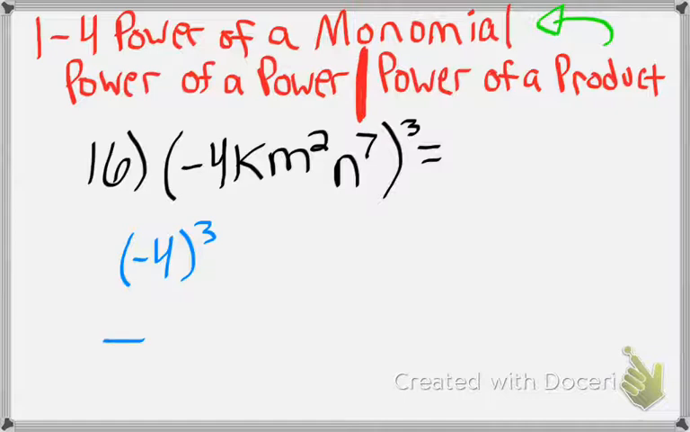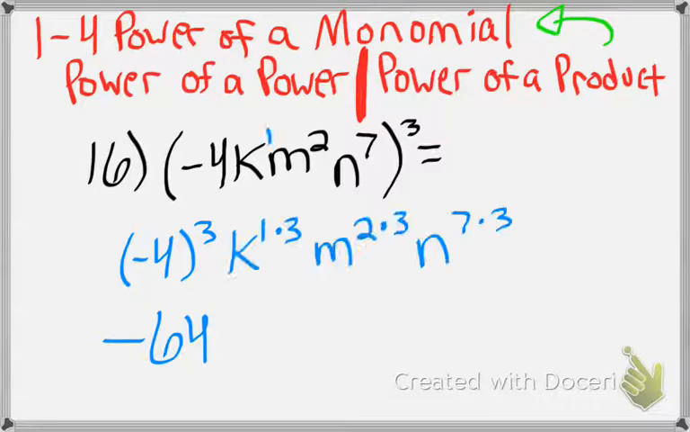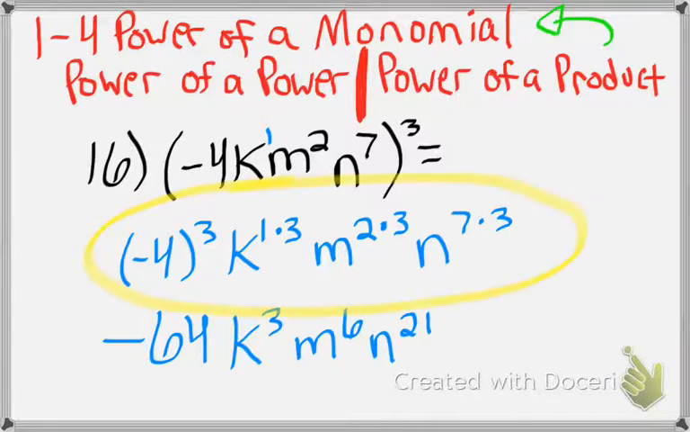Now, 4 to the 3rd power, 4 times 4 is 16. 16 times 4 is 64. That's where we get negative 64 from. And now do the same thing with the letters that we've been doing. And so we end up with k to the 3rd power, we end up with m to the 6th power, and n to the 21st power. And this is how we show our work. By the way, make sure you have all your steps shown for each of these.